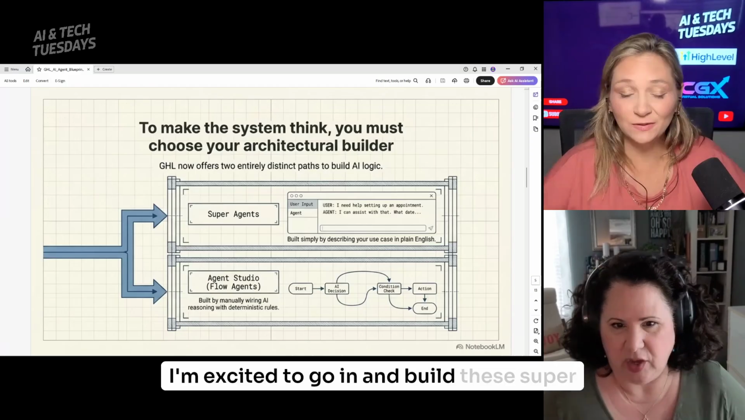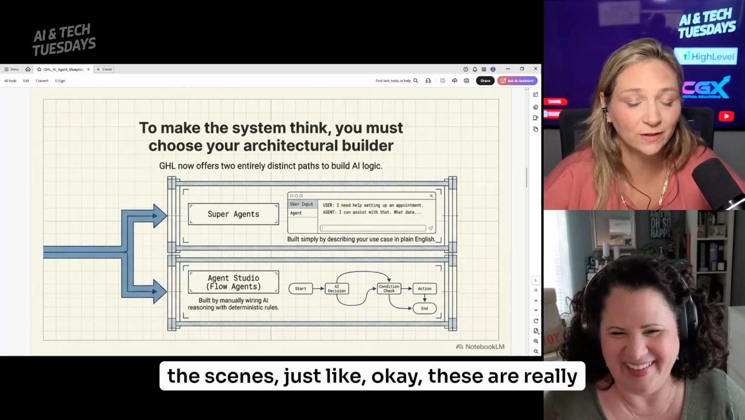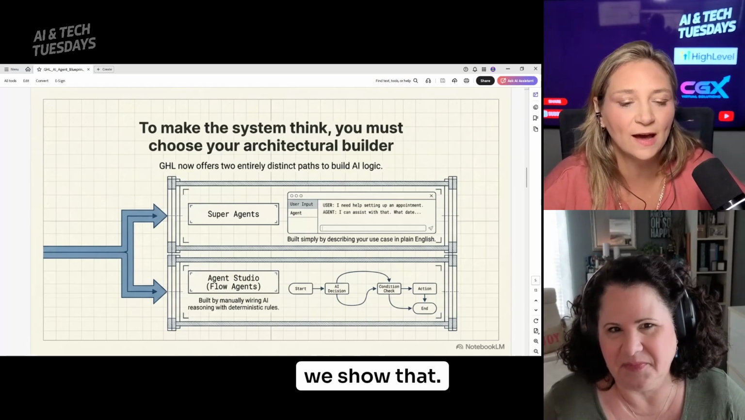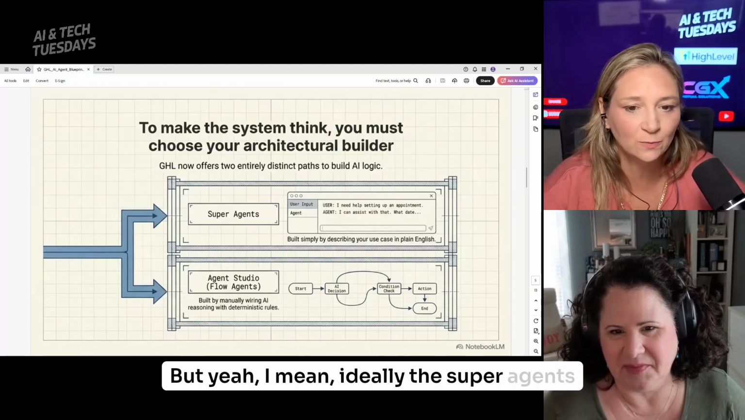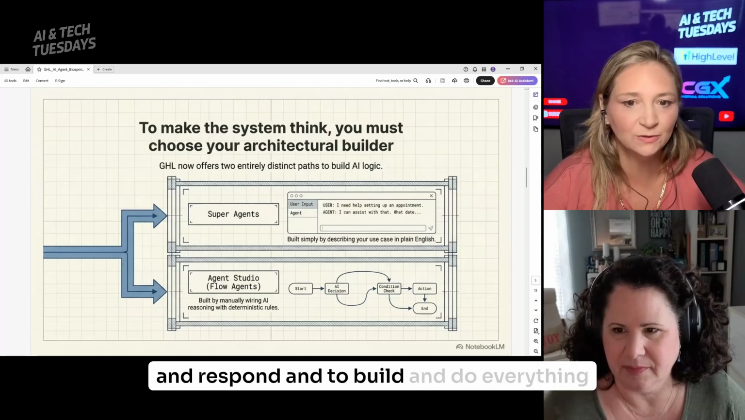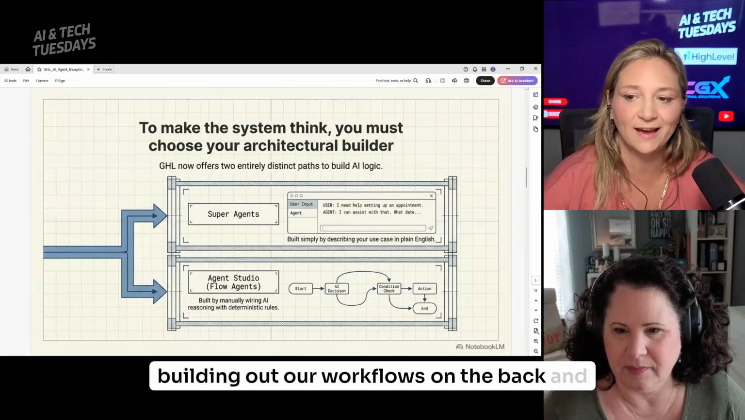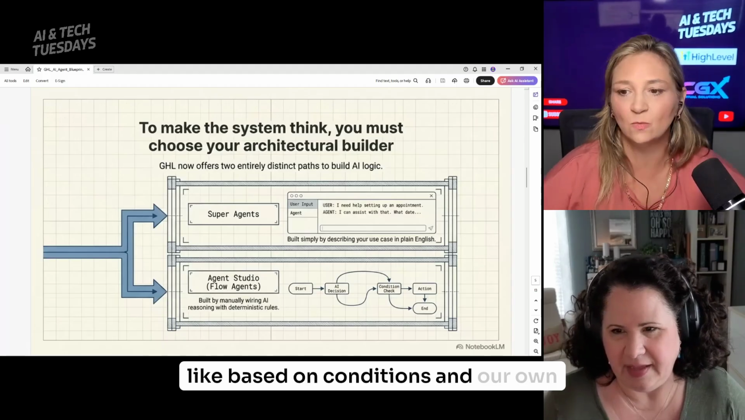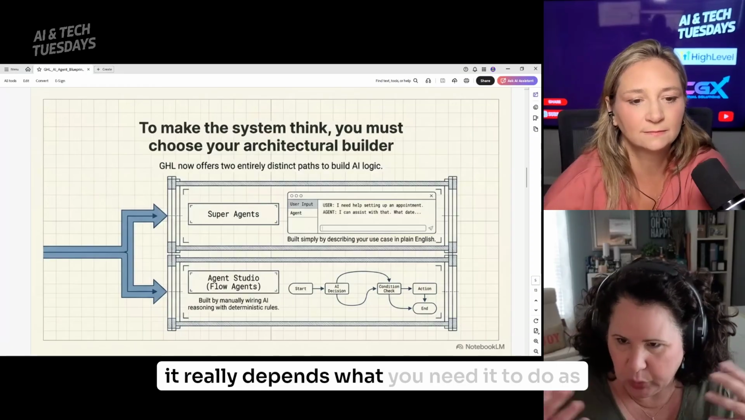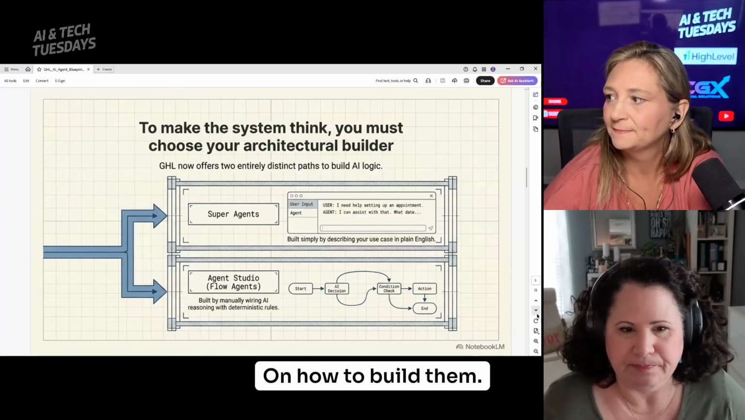I'm excited to go in and build these super agents. I went in there and was peeking behind the scenes, and these are really cool because you can activate several of them. I think it's later on in our slideshow that we show that. Ideally, the super agents are using AI to understand and respond and to build and do everything you need, versus here we're manually building out our workflows on the back end, based on conditions and our own reasoning on how we want it to do things. Exactly. And it really depends on what you need it to do as to which choice you make, on how to build them.